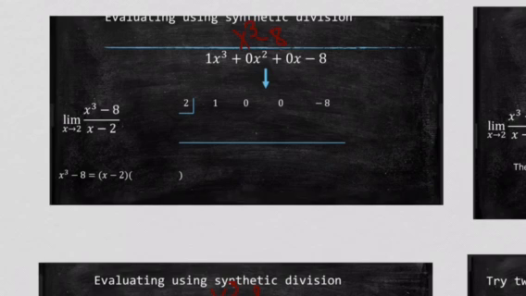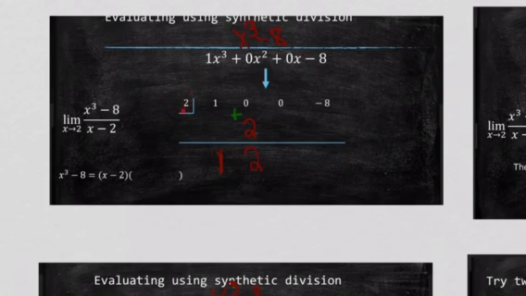So you may remember that the first step is to just drop the first number down. So this is just going to be 1. And then the next step is to do 2 times 1. We're going to do 2 times 1, and we get 2. And then we are going to add these 2 numbers together, 0 and 2. So that's going to give us 2.